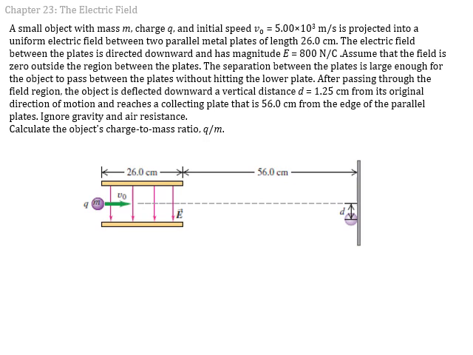There's an electric field between the plates that points down with magnitude of 800 newtons per coulomb. The object passes on through without hitting the lower plate. After it passes through, then it gets deflected further downward, so it ends up 1.25 centimeters underneath its original path. We're told to ignore gravity and air resistance, and we want to find the charge to mass ratio. What is Q over M?